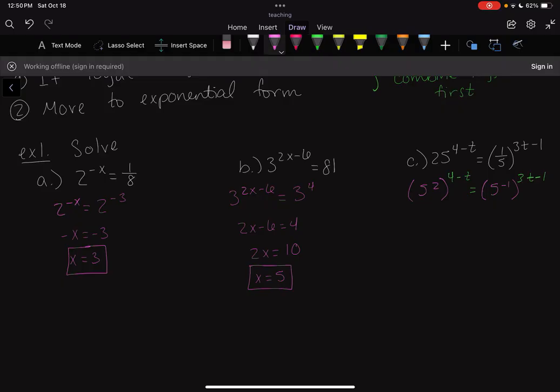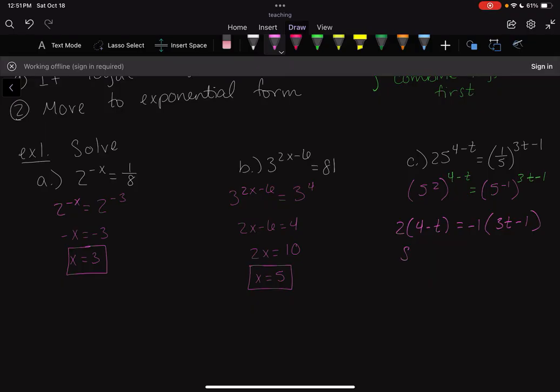So when we write this as a new equation, now that my bases are the same, I can just look at the exponents. I get 2 times 4 minus t is equal to negative 1 times 3t minus 1. And I at least think you should be able to solve from here. So for sure, go ahead and pause and try to finish this one out.